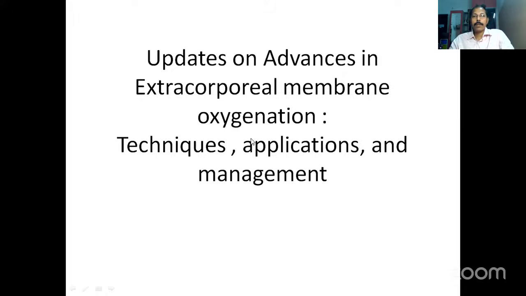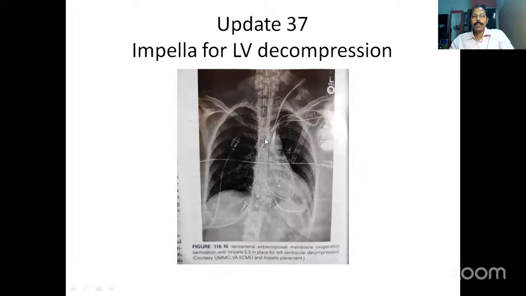And there are updates on ECMO. Again, this year, the ECMO has been newly added in your book, and I'm going to discuss a few updates that have been given in your book. So if you look at this chest X-ray, again, an MCQ can be asked. So what is the device in the heart? So this is the heart, this is the left ventricle. You can appreciate a bigger catheter in the left ventricle. It is called Impella, and it is the device which is used for left ventricular decompression in cardiac failure. Okay.